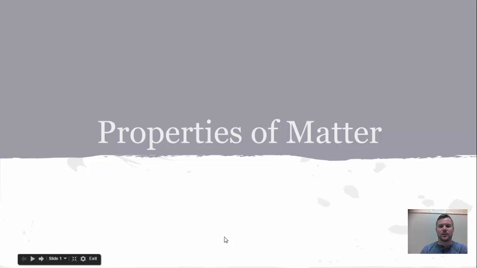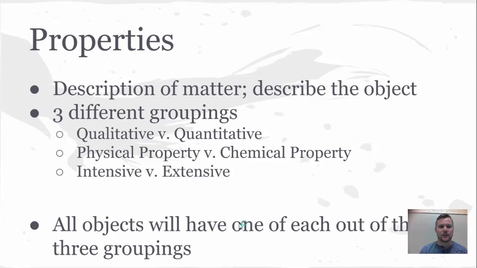Right, this is a discussion on properties of matter. Properties. A property of anything is just a description of that item. So for chemistry, we can describe items using three different groupings of descriptions. All items are always going to have one of each of these groupings.